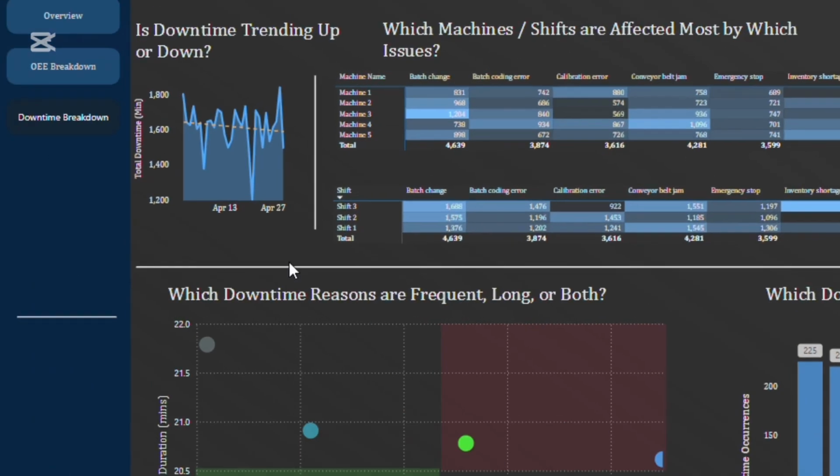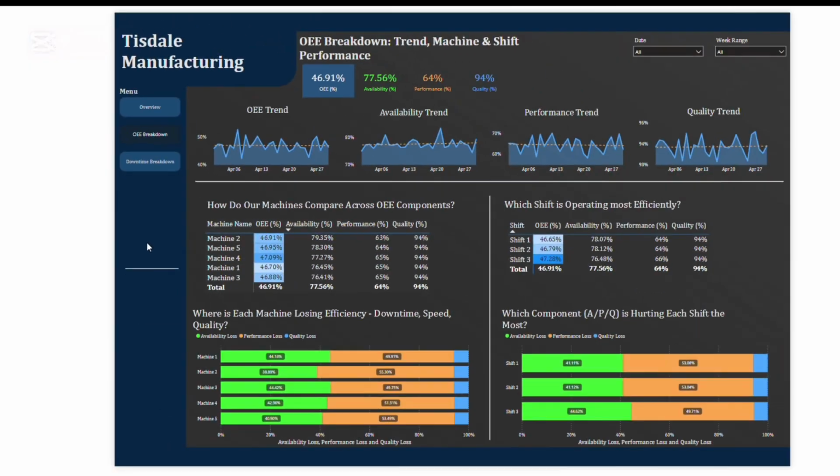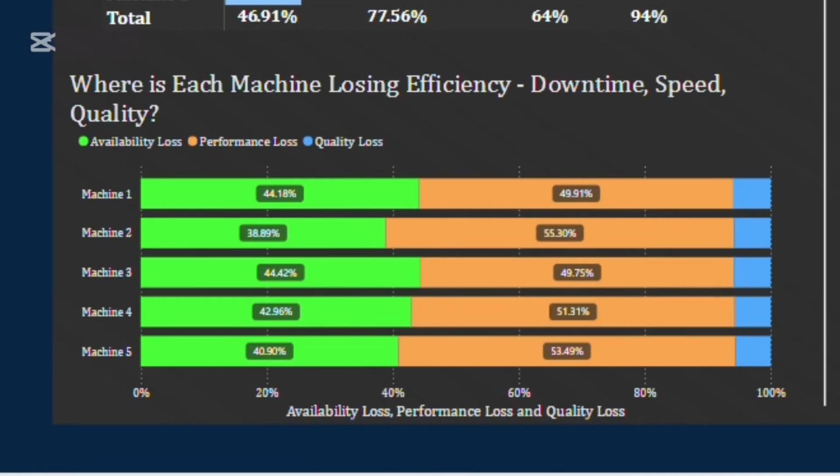Now, using our OEE breakdown tab, where we break down OEE by shift and by machine in more detail, we see that machine 2 had the highest performance loss at 55%, meaning it's running significantly below ideal speed. Machines 1 and 3 suffered more from availability loss, hinting at more frequent stoppages or longer setups. Quality loss was consistently low across all assets, a good sign that scrap or rework is under control.